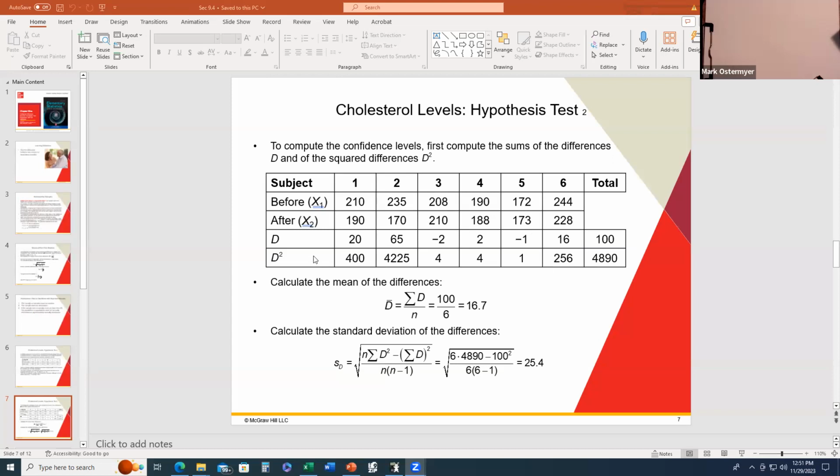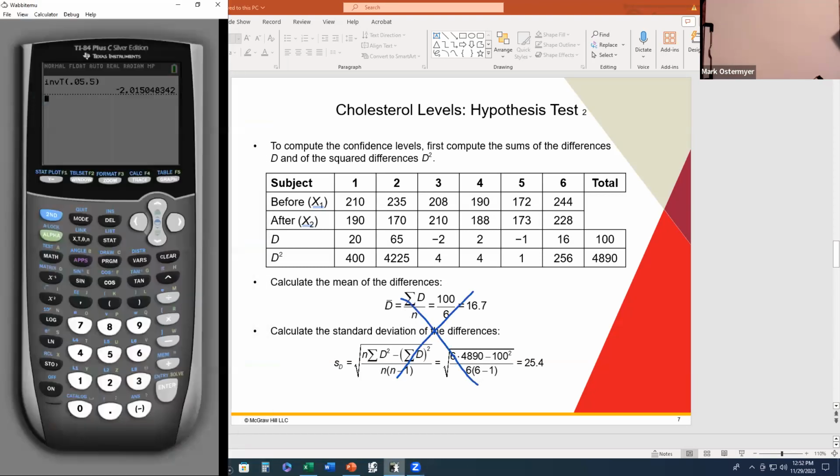Okay, now, ladies and gentlemen, you want to compute the mean of these differences and also the standard deviation. Now, look, you don't have to use this formula to do that. You don't have to use any of these formulas to do this stuff. We don't have to do any of this manually because here's what we could do. Just bring up your calculator. Okay. Bring up your calculator.